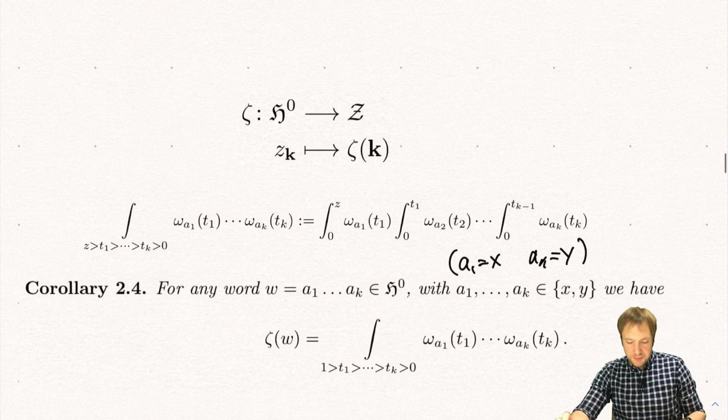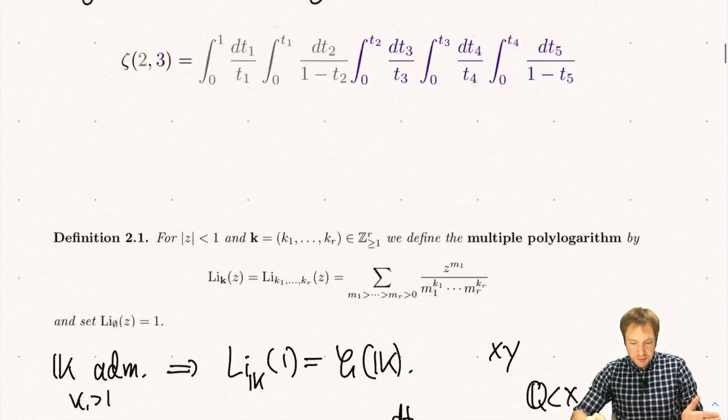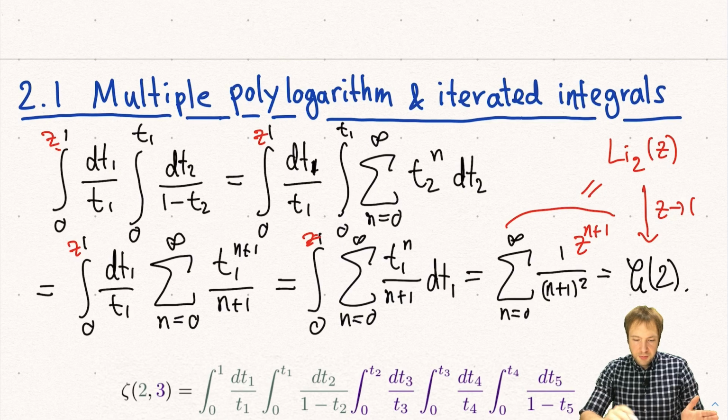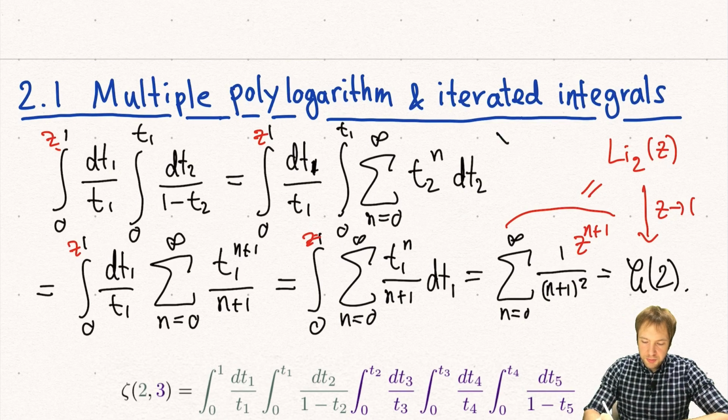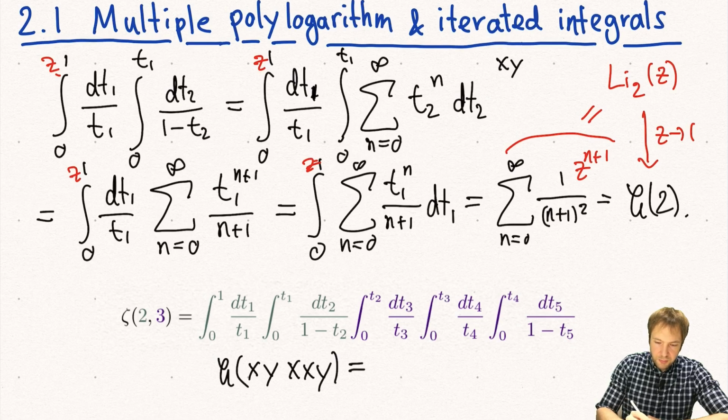Okay, and this is exactly the iterated integral we had as an example here. So here we had the word xy, and in this homework here we have the word, so zeta of xyxxy is exactly what you want to calculate here.